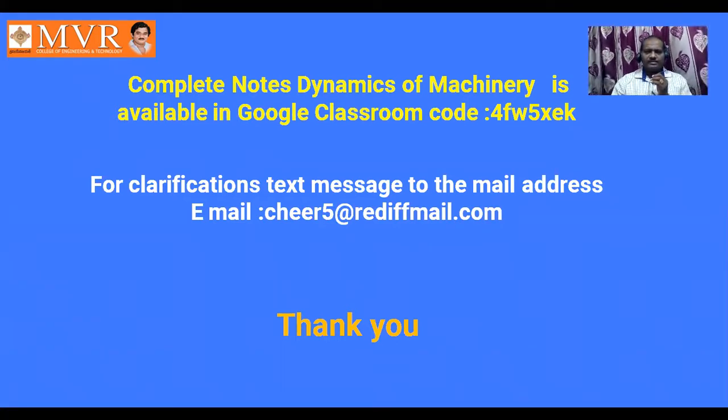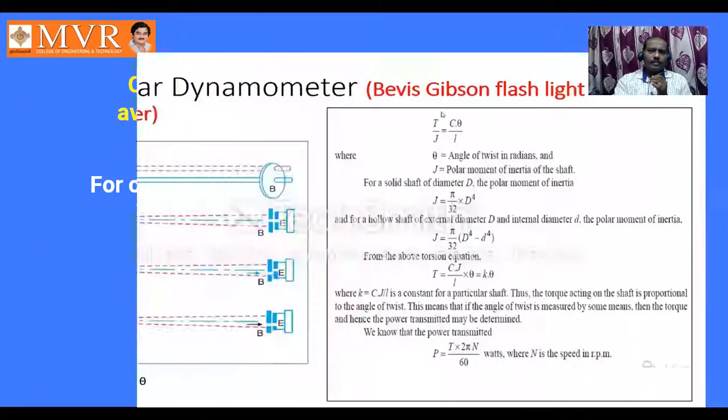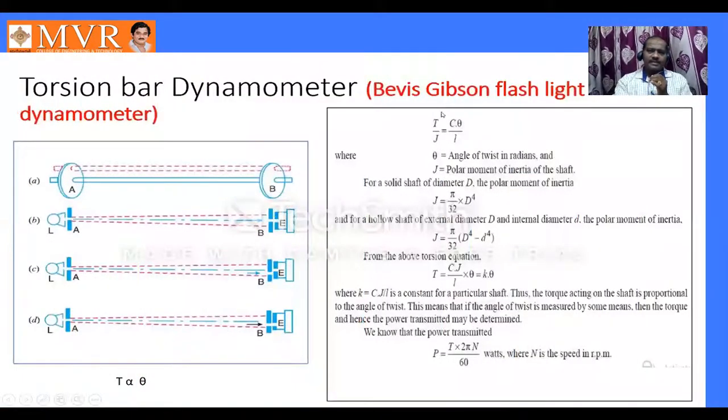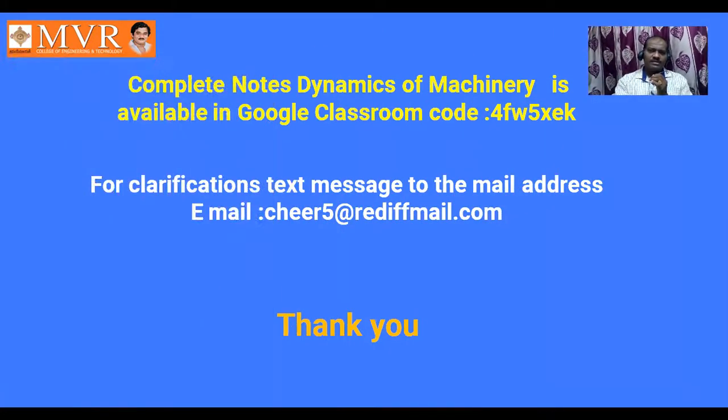In the third case, torsion dynamometer, we used the Davis Gibson flashlight experiment to measure the angle of twist. As the angle of twist is directly proportional to the torque, we have measured the angle of twist, and thereby we can calculate the torque. With the help of diagrams I have explained, students, you have complete notes on this concept.